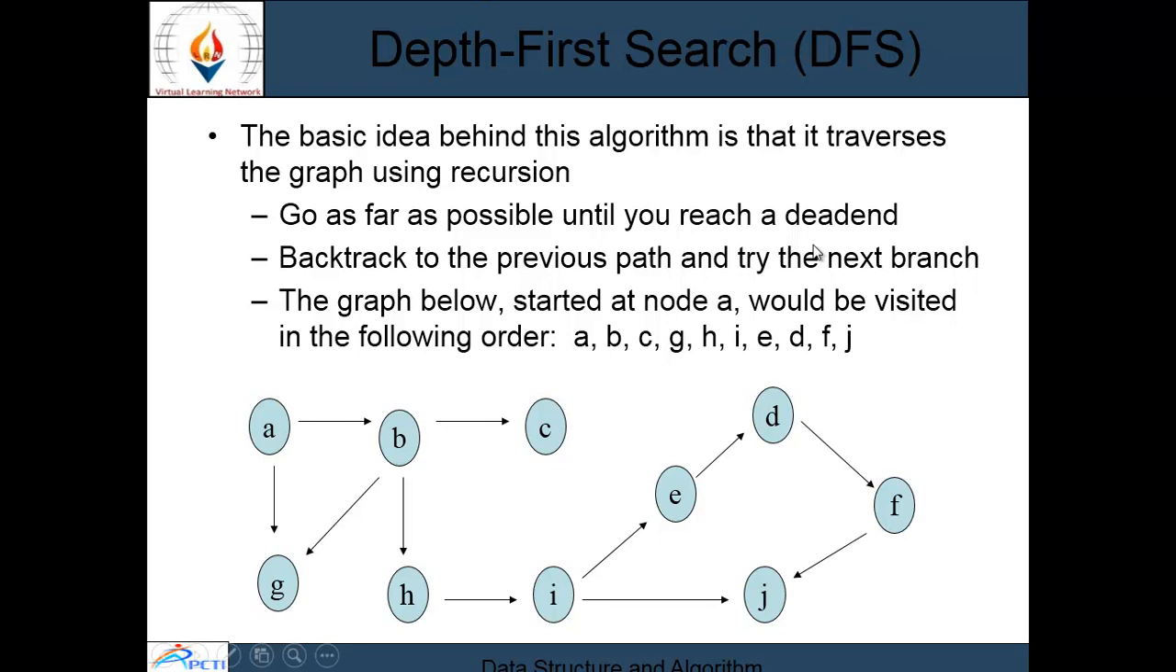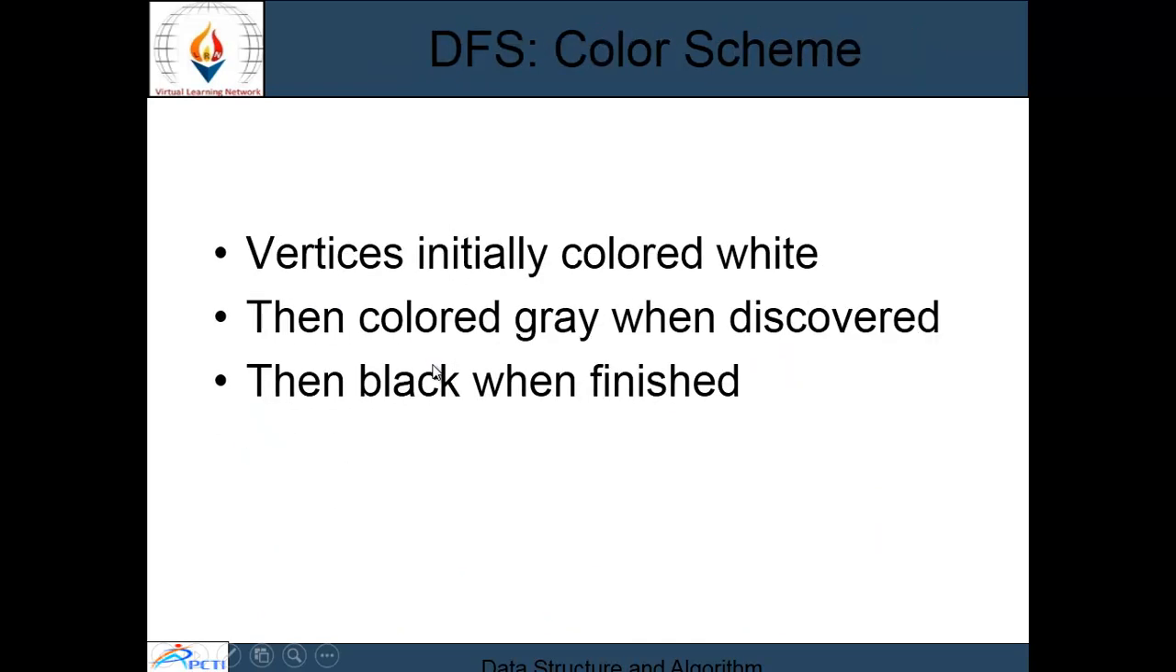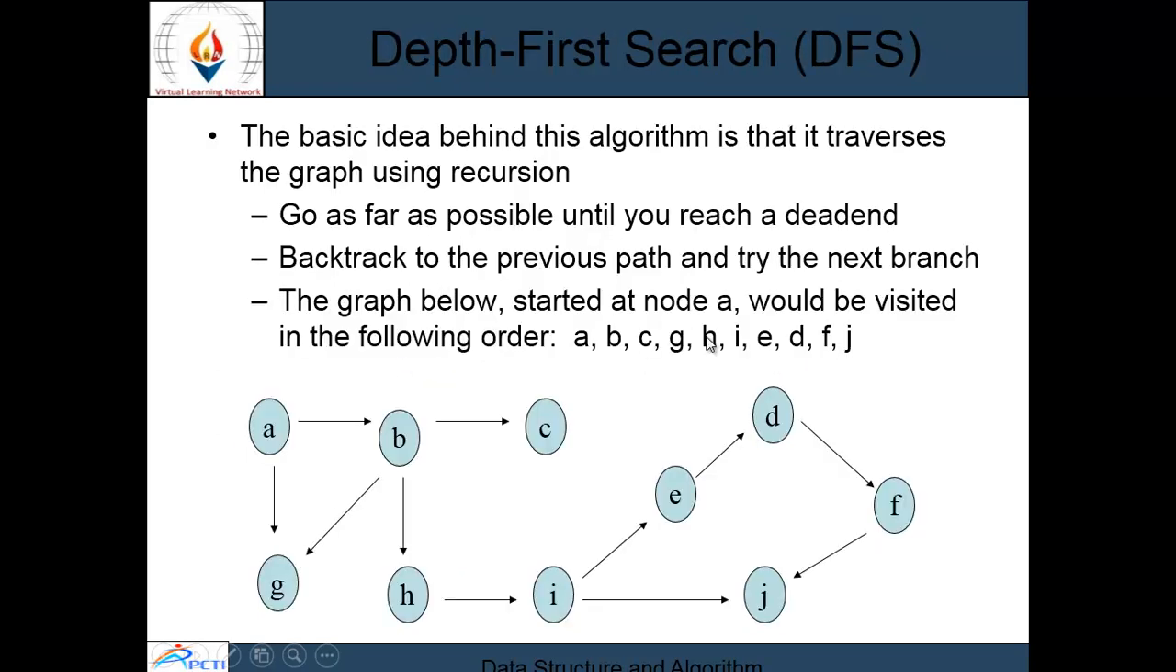Now you can see here DFS. The basic idea behind this traversing algorithm is to go as far as possible until you reach a dead end. Means you start from any one node and go as far as you can until you reach a dead end, and backtrack to the previous path. Backtracking is important here.